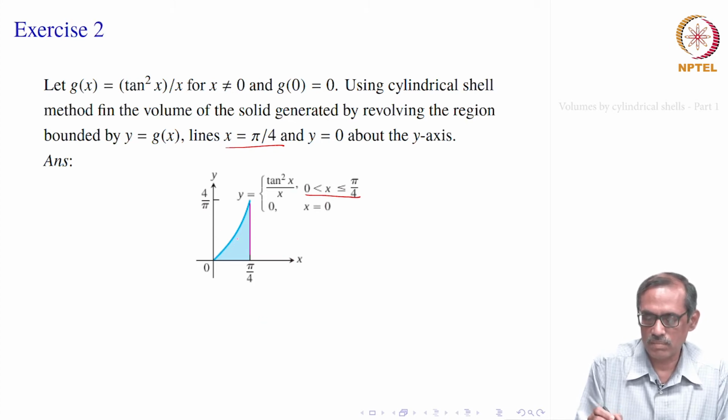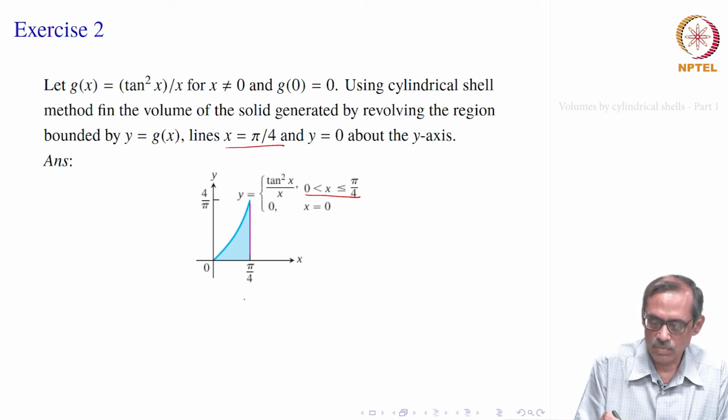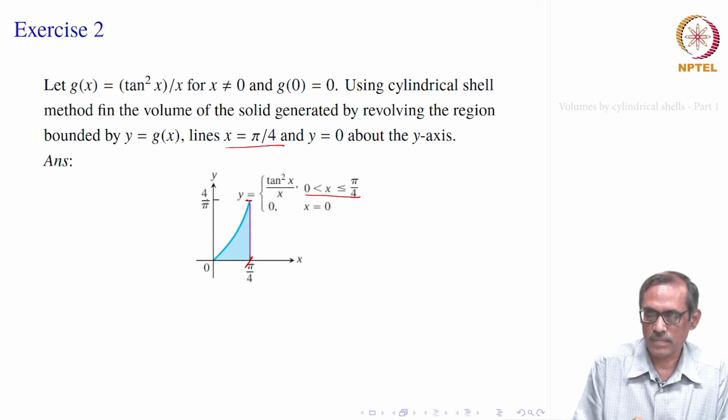So, it remains positive there. So, when x is positive, we have this region x equal to pi by 4, and the curve crosses it at that point, which is y equal to 4 by pi, right. Once you put x equal to pi by 4, that gives you 4 by pi, since tan is 1. So, this is how the region looks like.